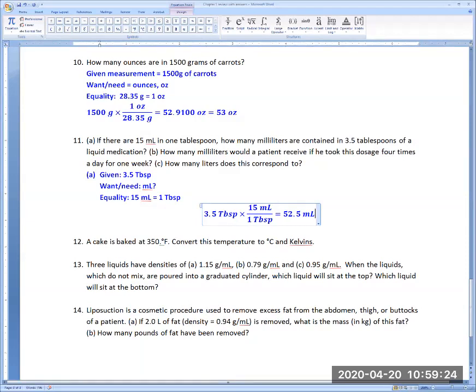So we need to pay attention to sig figs, right? Because when you're multiplying and dividing, sig figs are what you watch for. So how many sig figs in 3.5 tablespoons? You can answer in the chat. Yes, 2. How many sig figs in 15 milliliter? 2 again, right? And the 1 tablespoon is exact.